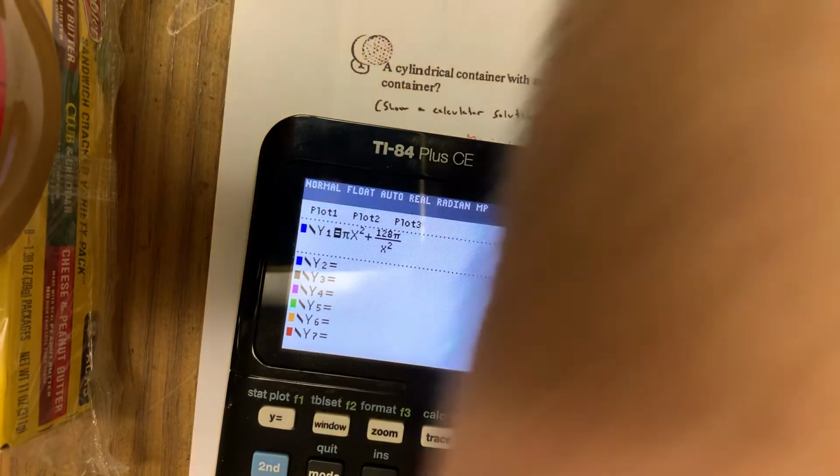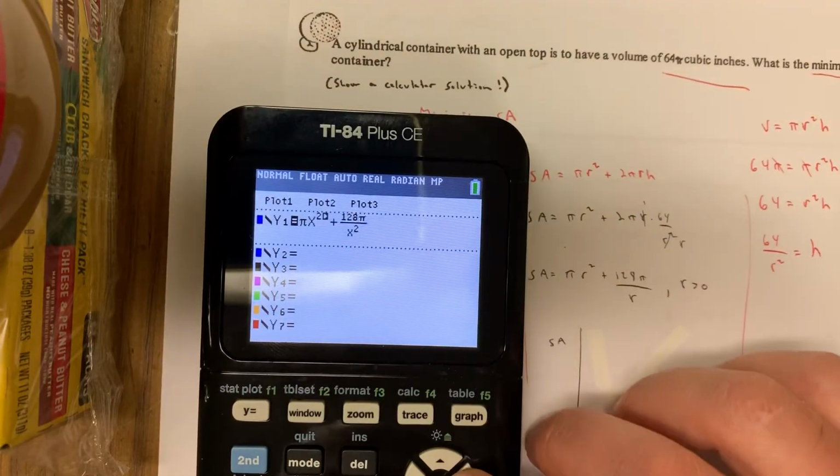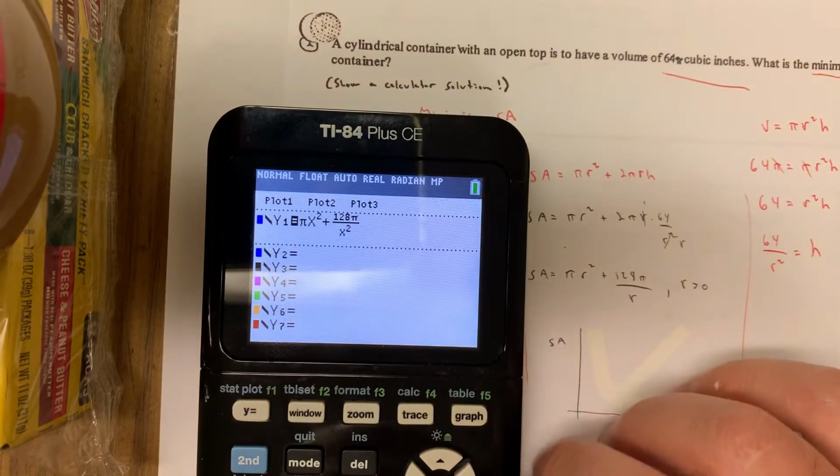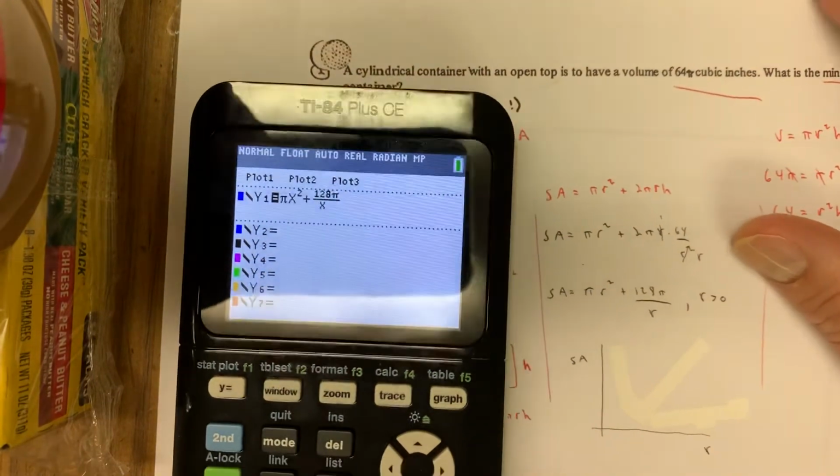When I put it in the calculator, it's supposed to be over R. I put it over R squared. Okay, so that's something that simply cannot happen. All right, so I'll delete that down there, and just put it over R. That should make things a little bit better, okay?